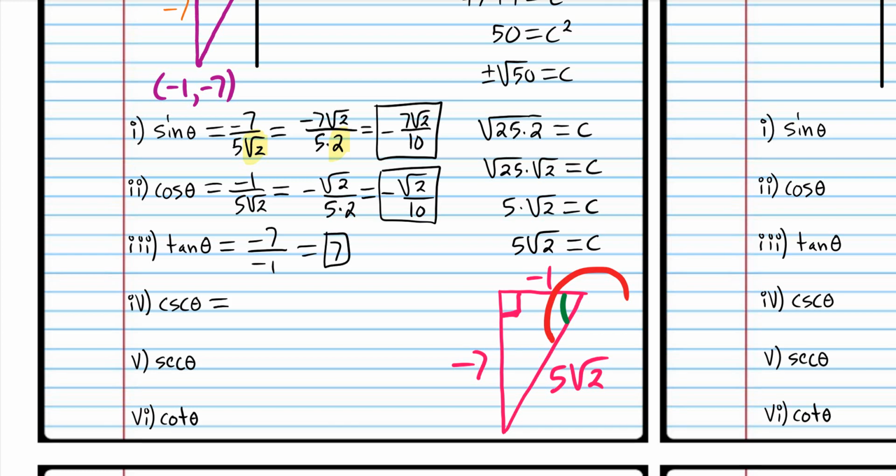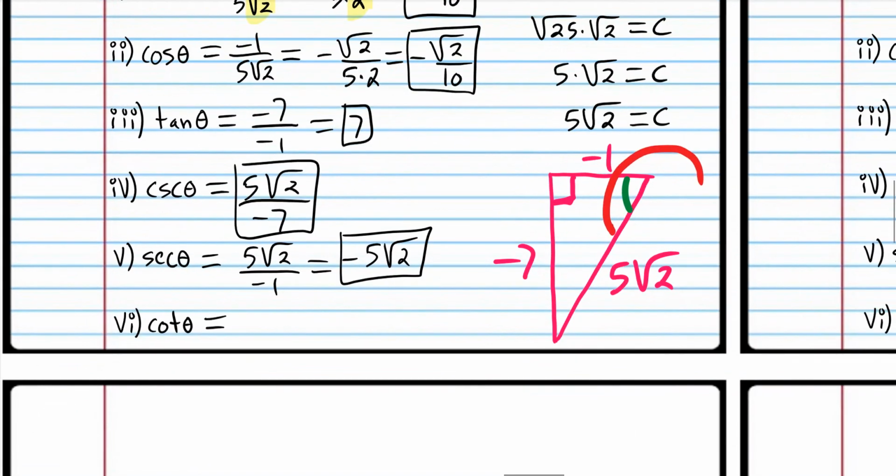And cosecant theta is the hypotenuse divided by the side opposite. And secant theta is the hypotenuse divided by the side that's adjacent to the green reference angle. So we get negative 5 root 2. And cotangent theta is the side adjacent the green reference angle divided by the side opposite the green reference angle, so we have positive 1/7.